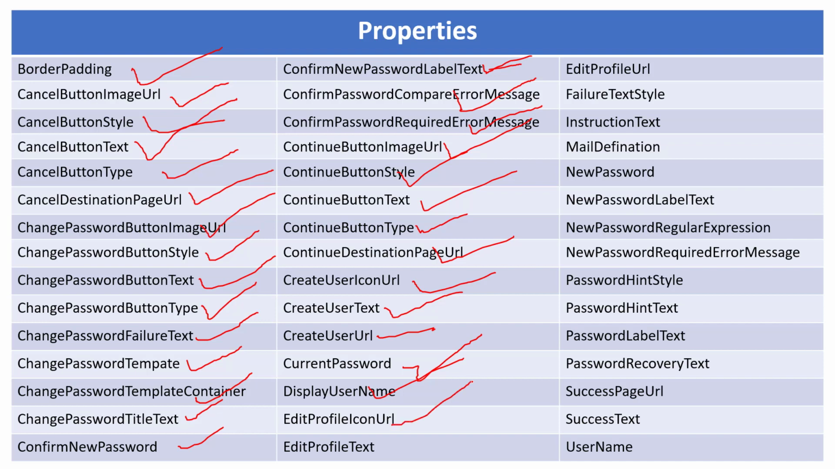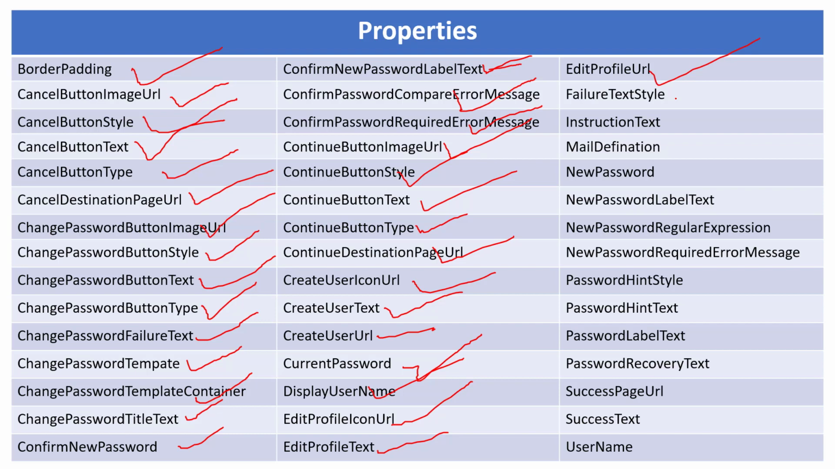Next is edit profile icon URL. It is used to set or get the URL of an image to display next to the link to the user profile editing page. Next is edit profile text. It is used to retrieve or specify the text of the link to the user profile editing page. Next is edit profile URL. It is used to set or get the URL of the user profile editing page.